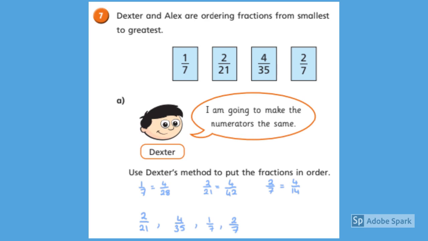Well, 1/7 is 4/28, 2/21 is 4/42, 4/35 stays the same, and 2/7 is 4/14. Now we can compare them. The smallest is 2/21. Next is 4/35. Then we have 1/7, and finally 2/7.